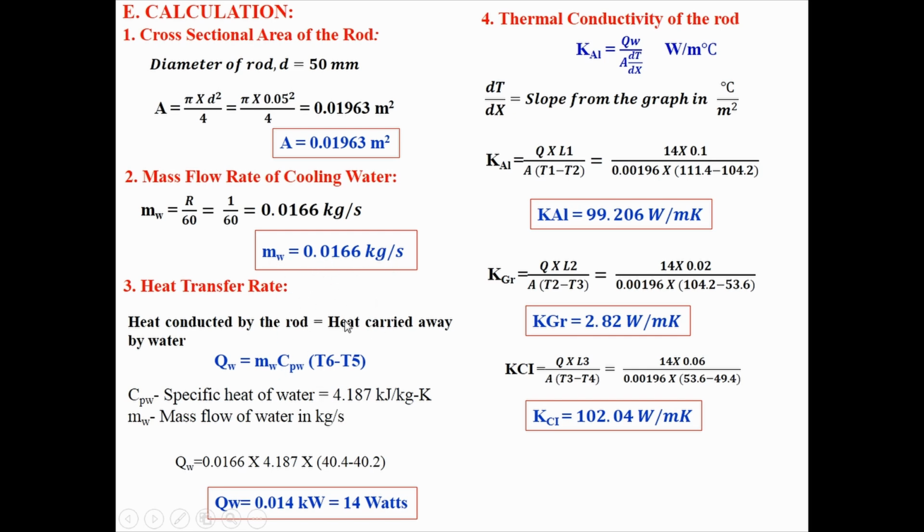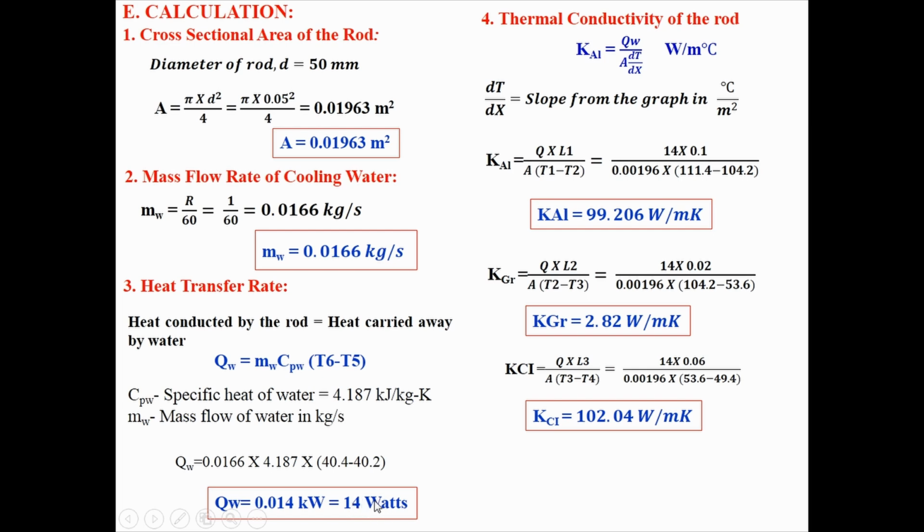Now you know all the values, substitute them in this equation, then calculate the heat carried by the water. That is, Qw is equal to 0.014 kilowatt. Convert that kilowatt into watt. You will get the final answer as 14 watts, which is the heat carried by the water.